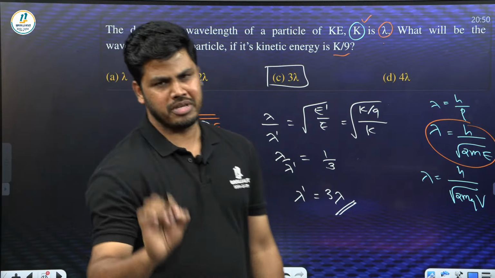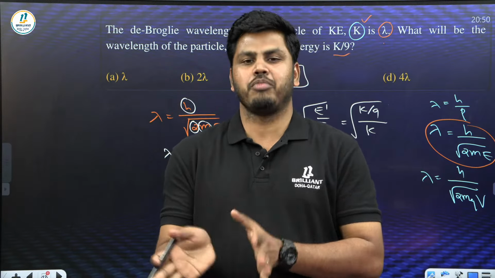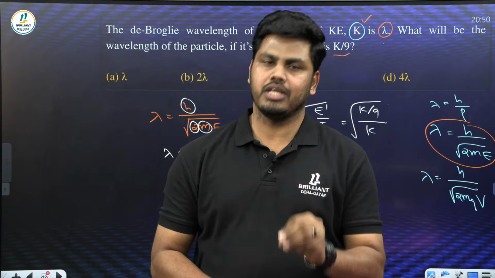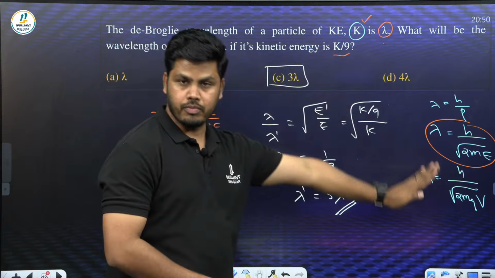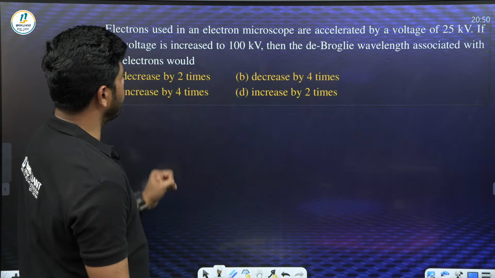The only thing you have to be careful about is which equation we have to select to solve the question. That is the turning point of the solution. Select the correct equation by looking into the question and solve it. Okay, fine. Next question, again de Broglie wavelength.